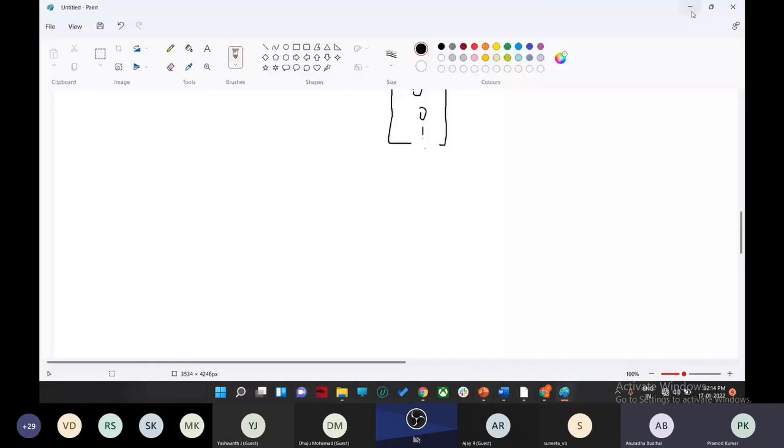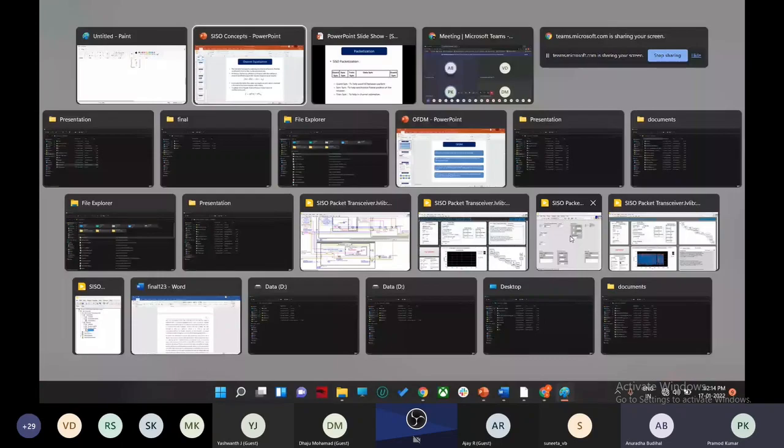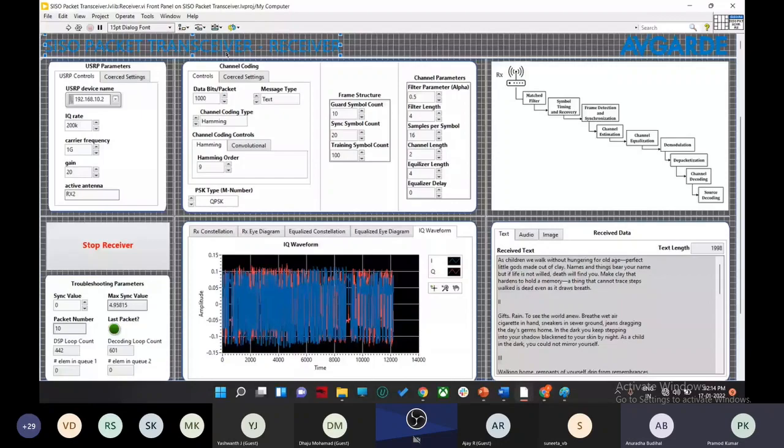Okay, so this is the front panel. This is how it looks. Similar to that of the transmitter, we will be giving the USRP device name, the IQ rate, carrier frequency, gain, active antenna, and the data bits per packet.